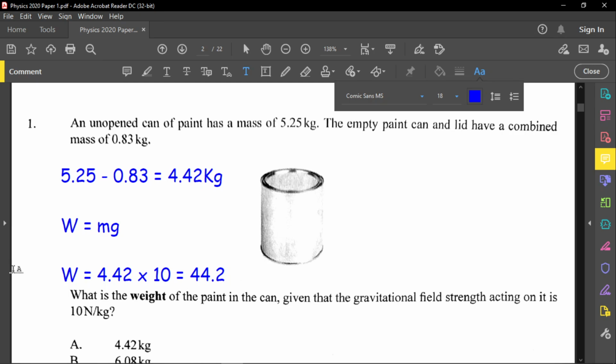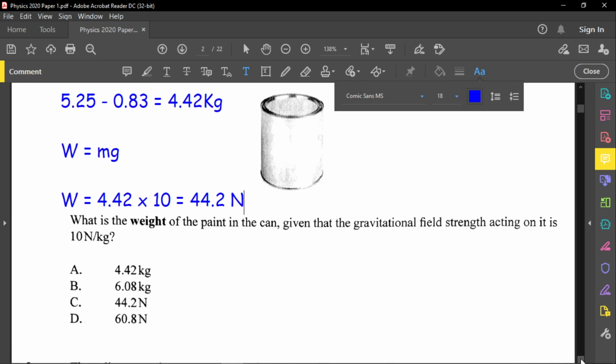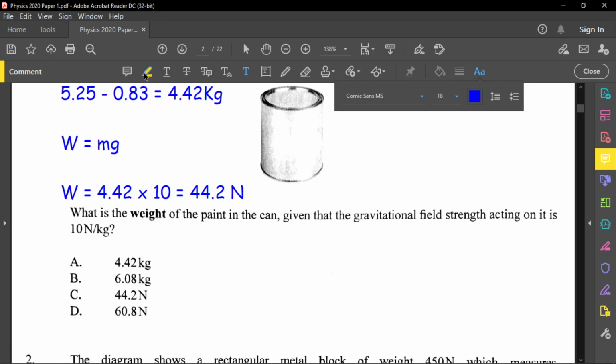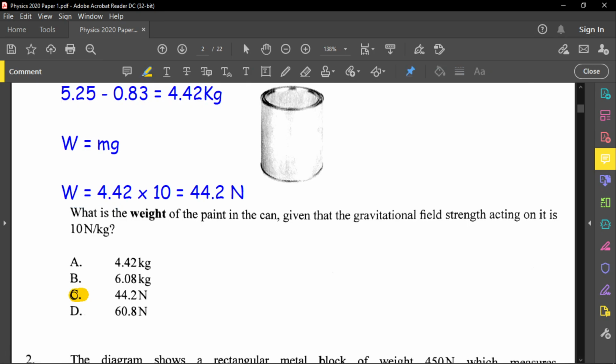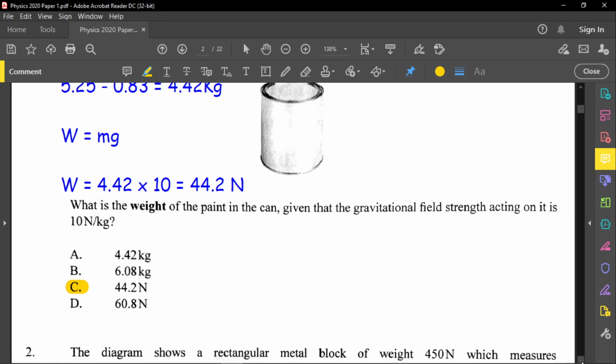This will be 44.2 newtons. Okay, so that now is the weight of the paint in the can. And so let's go to our options and see which one is correct. And so option C here is the correct answer. All right, so now let's jump on to the next question.